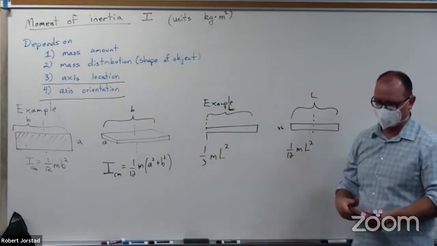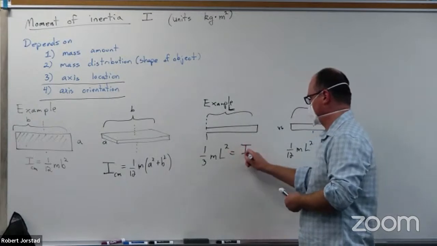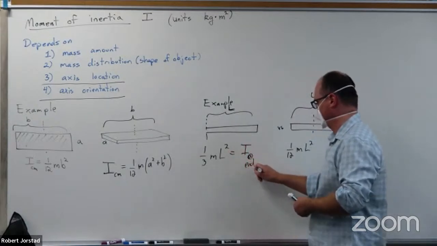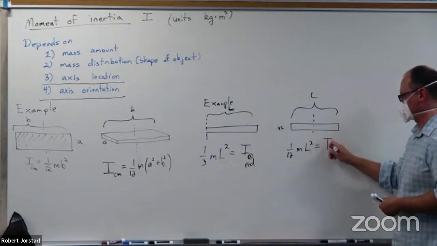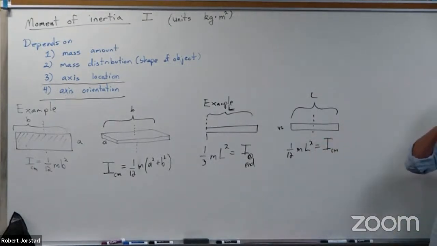This one is an example of the axis location mattering. Here, it's at the center. This is I at end versus this one, this is I at the center of mass. We get different results depending where this is located. Enough said on that?